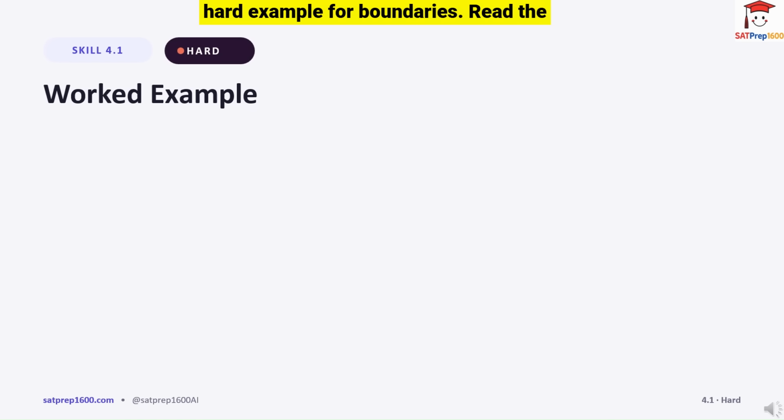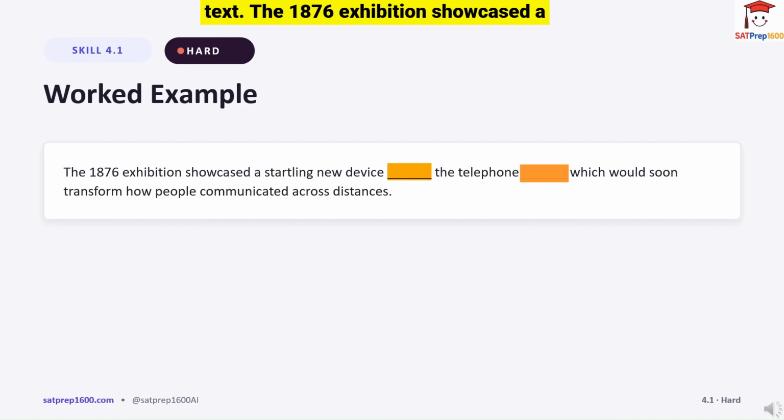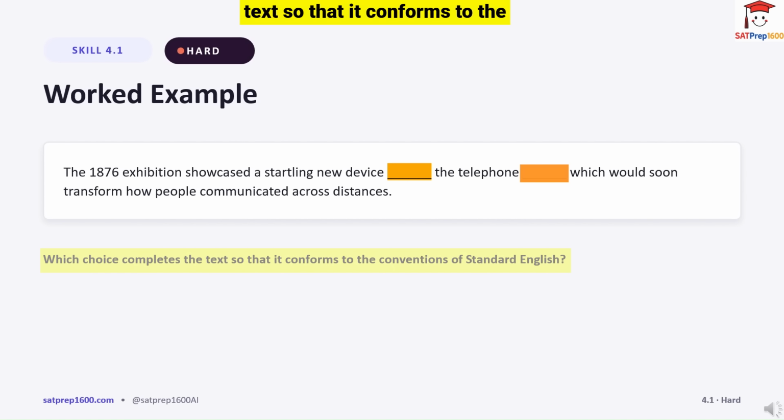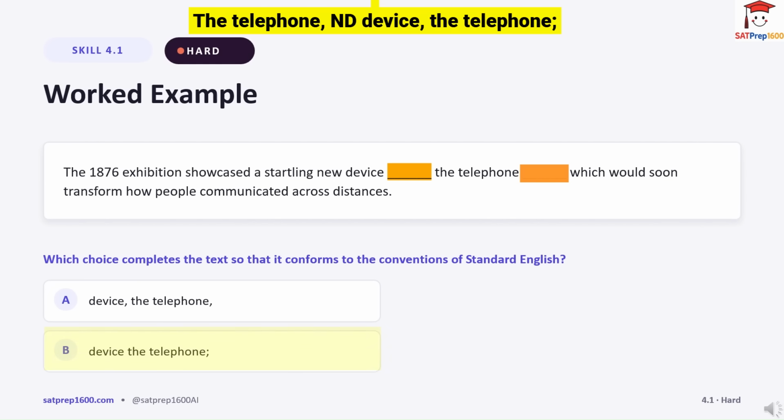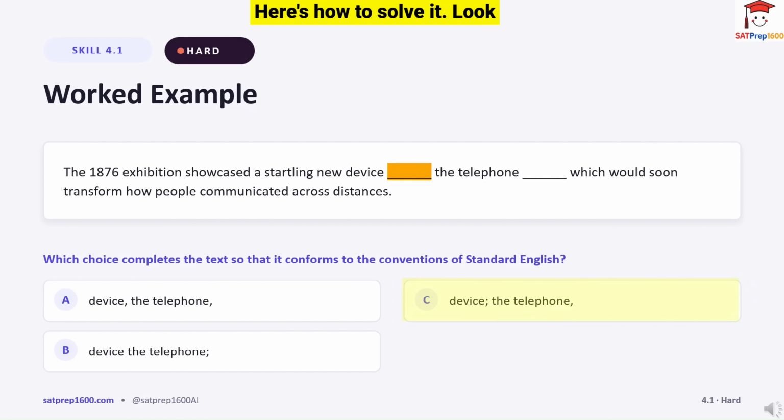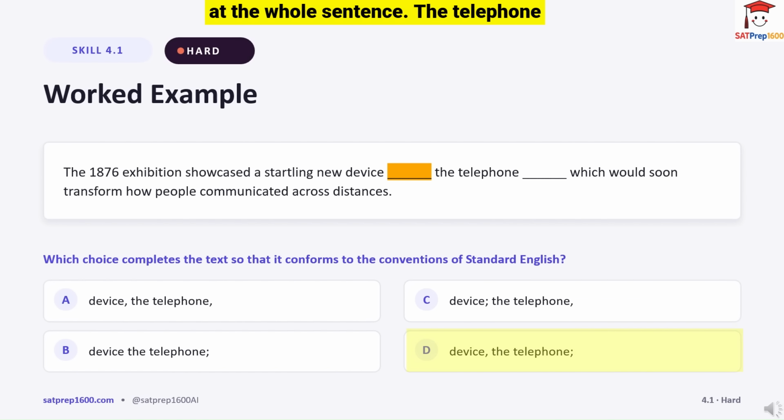Hard example for boundaries. Read the text. The 1876 exhibition showcased a startling new device blank, the telephone blank, which would soon transform how people communicated across distances. The question asks, which choice completes the text so that it conforms to the conventions of standard English? Pause here and try it yourself before I show the solution. Your options are A. device, comma, the telephone, comma. B. device, the telephone, semicolon. C. device, semicolon, the telephone, comma. And D. device, comma, the telephone, semicolon.